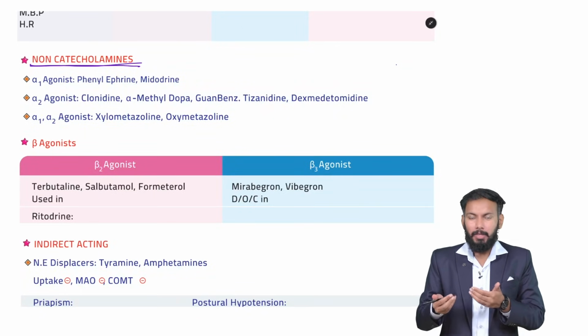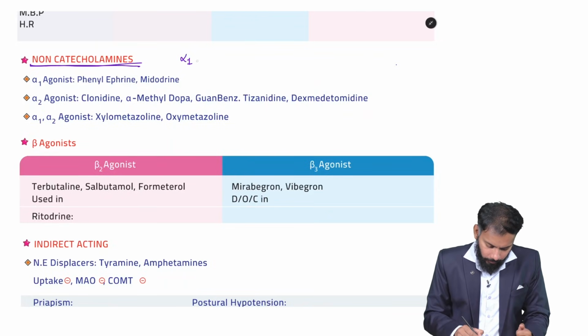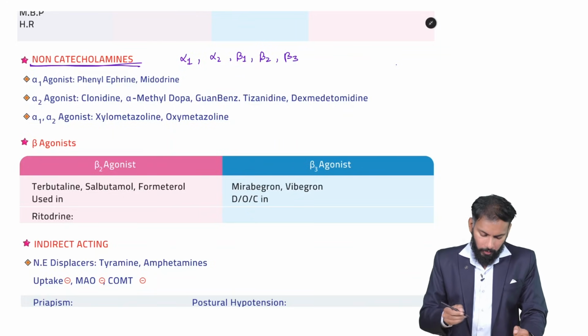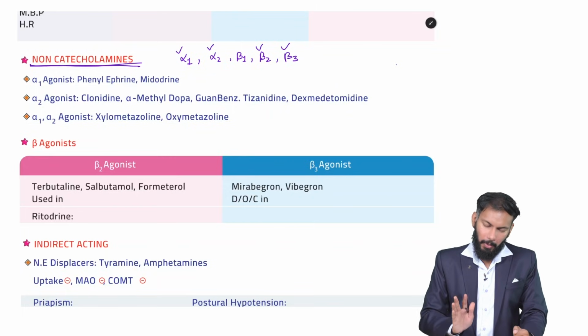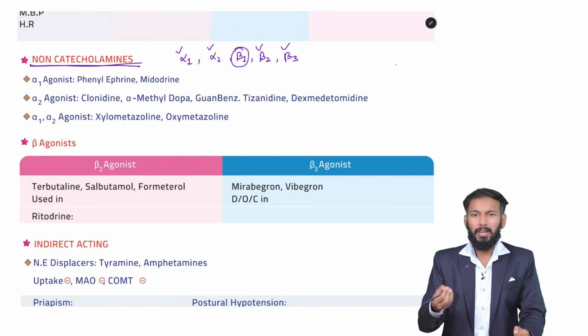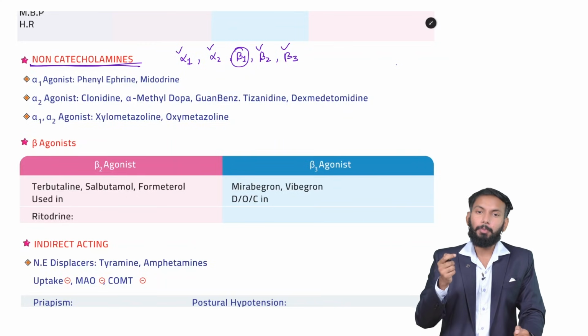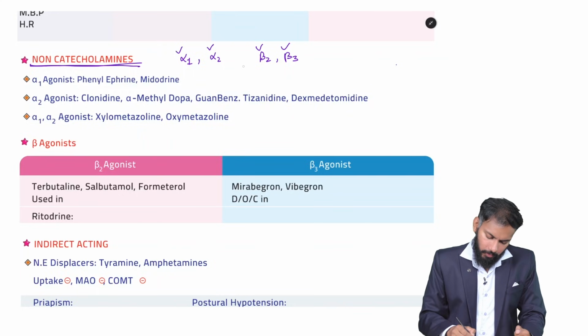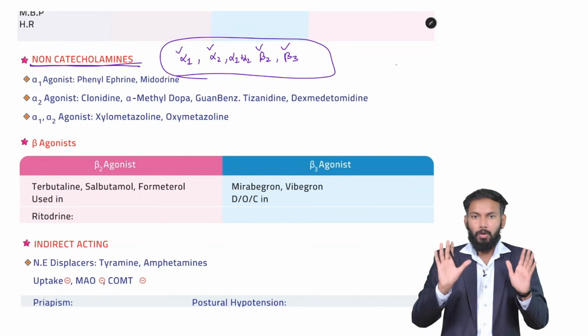Now, what can be the drugs? You have 5 receptors. What are they? Alpha 1, alpha 2, beta 1, beta 2, beta 3. So we can have these many classes of drug. Alpha 1 agonist, alpha 2 agonist, beta 2 agonist, beta 3 agonist. But for beta 1 agonist, we already have one drug that we have studied in exogenous catecholamines. Do you remember? Dobutamine. So we did not make anything else. But there is alpha 1 plus 2 here. So these are all the non-catecholamines that are present.